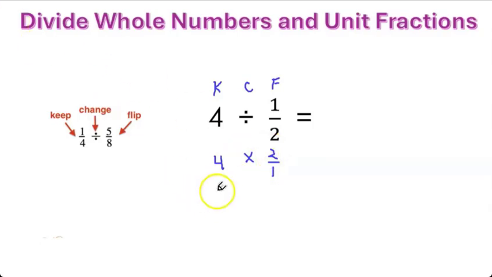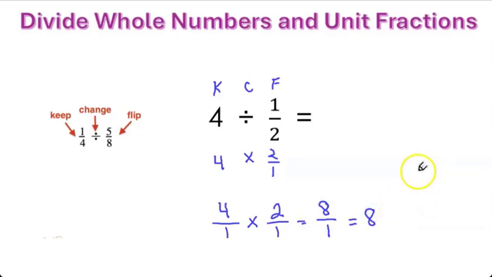But if you remember, when we're multiplying fractions, we need to multiply numerators and then denominators. So we need to change 4 into a fraction by putting it over 1 and multiplying it by 2/1. So 4 times 2 is 8/1, and that equals 8, which is exactly what we got on the previous page. So when you do not have a model, you use keep, change, flip.